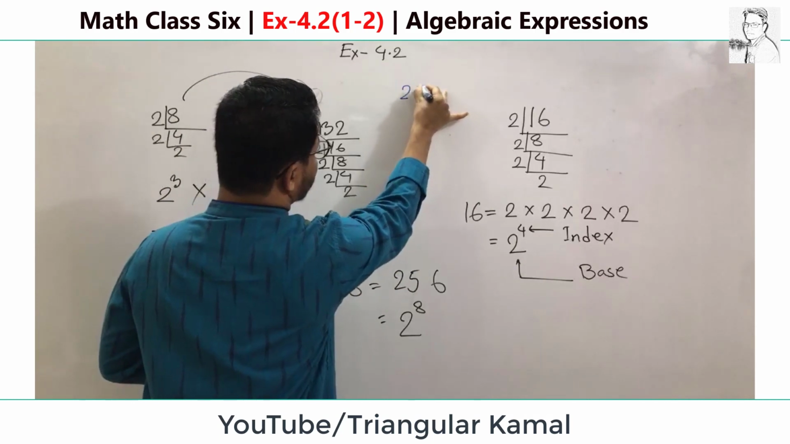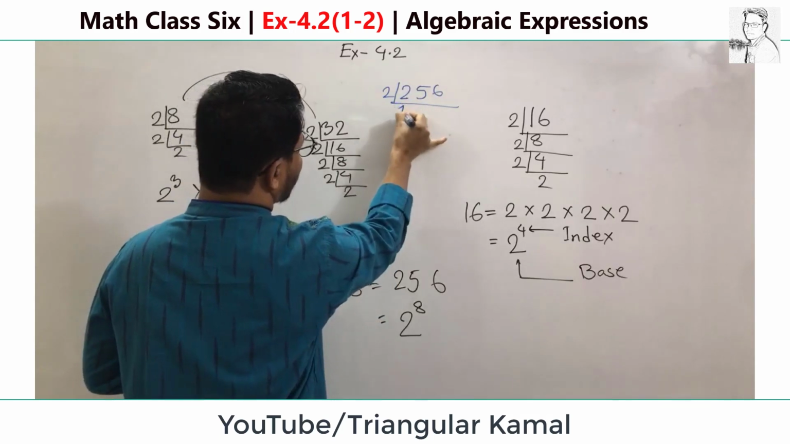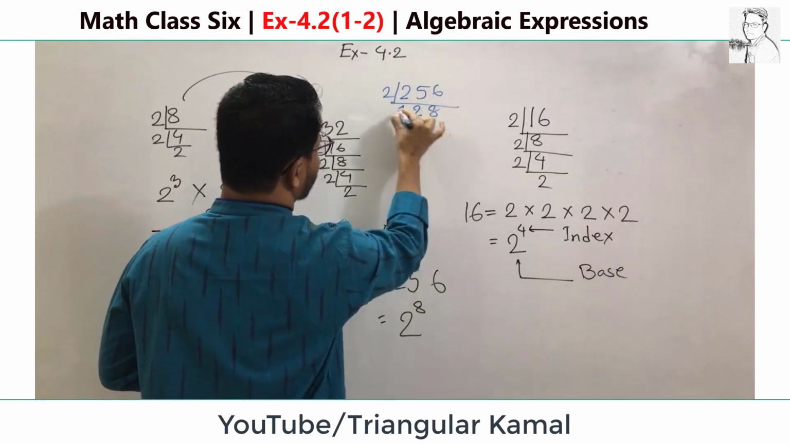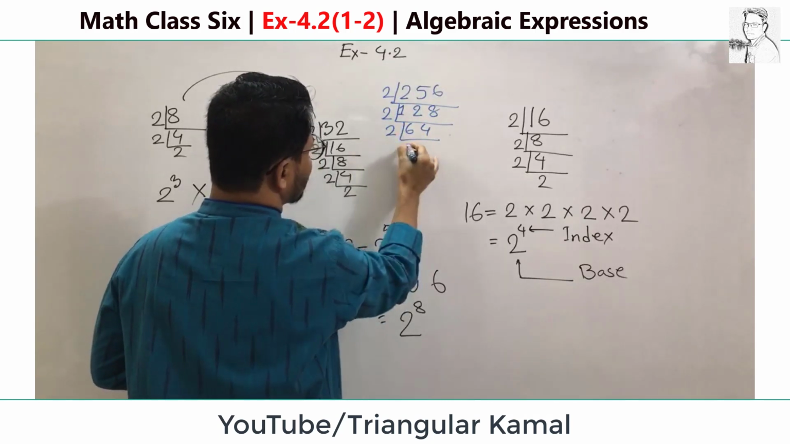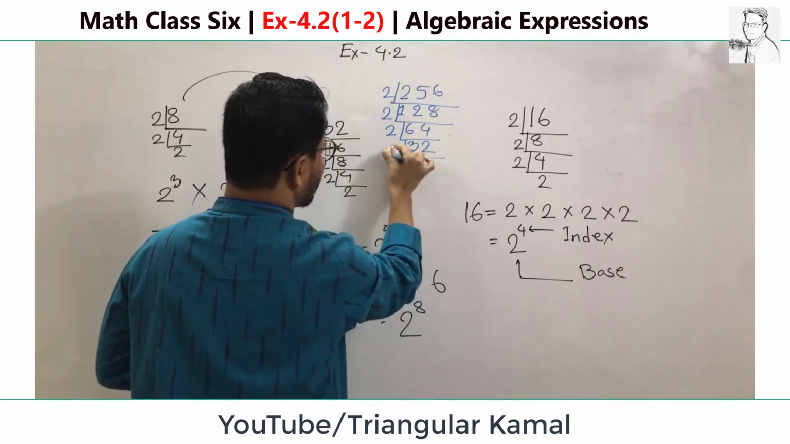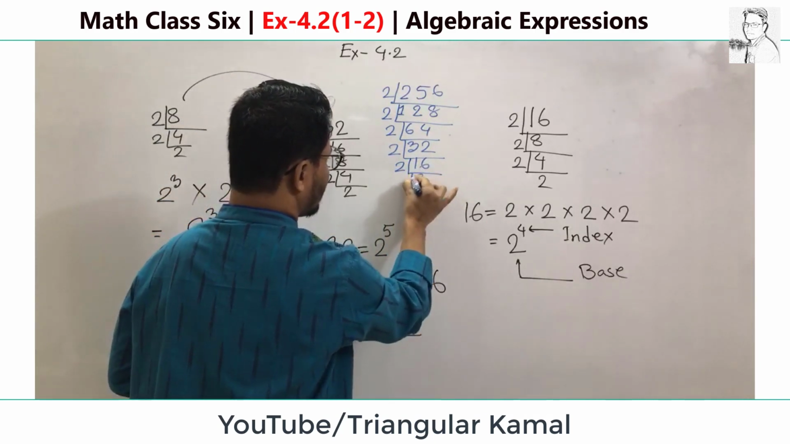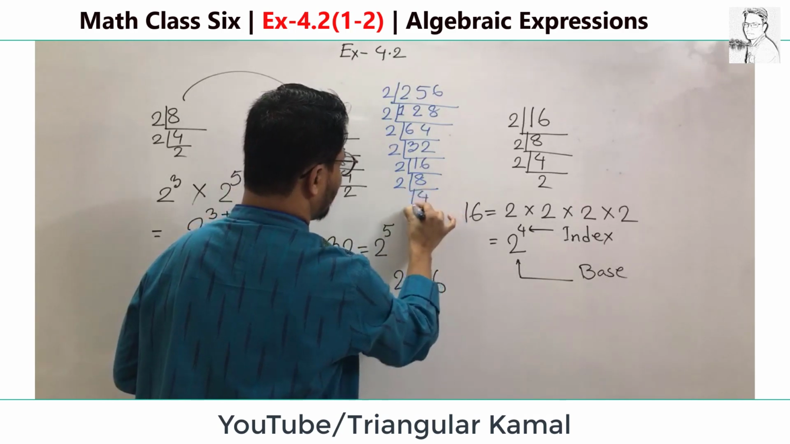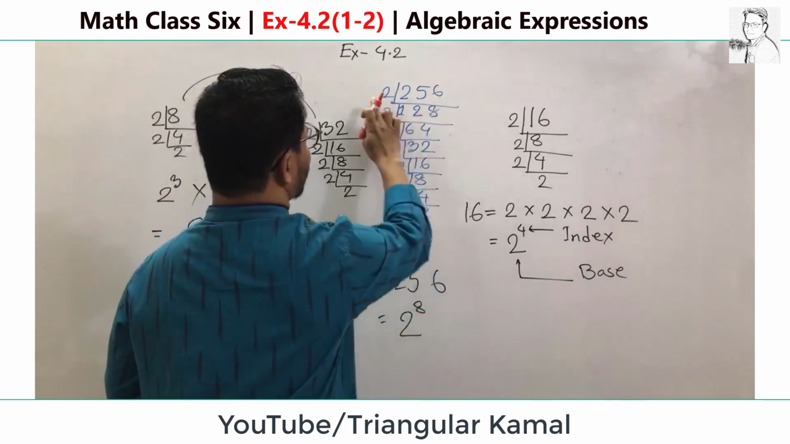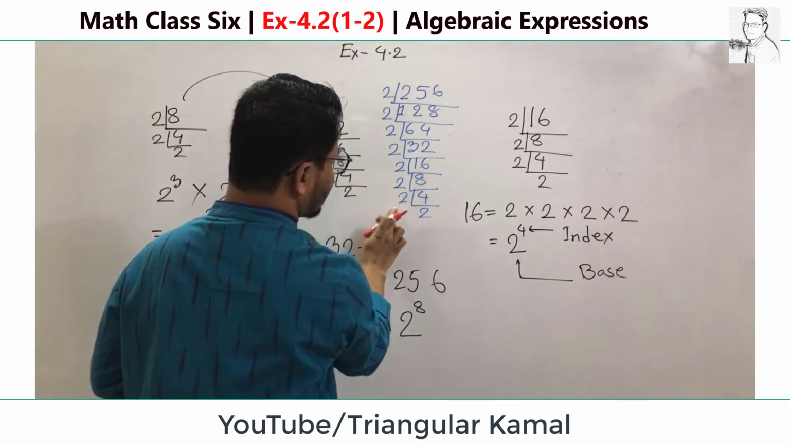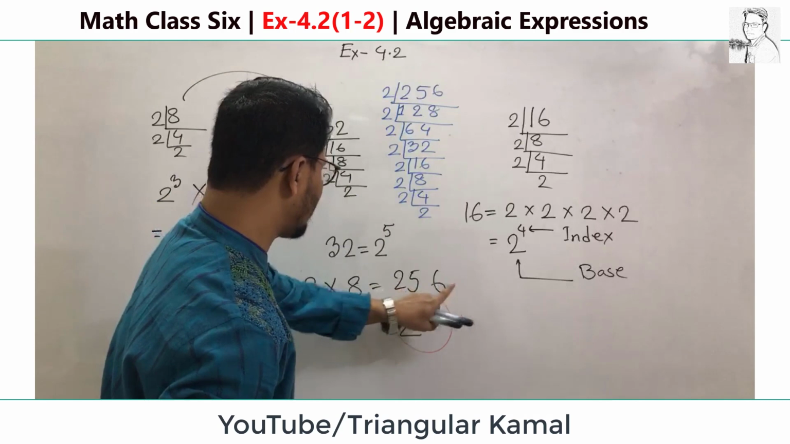If you find the number here, like 256, first divide by 2. 256 divided by 2 is 128. Divided by 2, this one is 64. Again divided by 2, this one is 32. Divided by 2, this one will be 16. And divided by 2, this one will be 8. Divided by 2, this one will be 4. Divided by 2, this one will be 2. Now count in 256: 1, 2, 3, 4, 5, 6, 7, 8. This is the total. 2 to the power 8 equals 256.